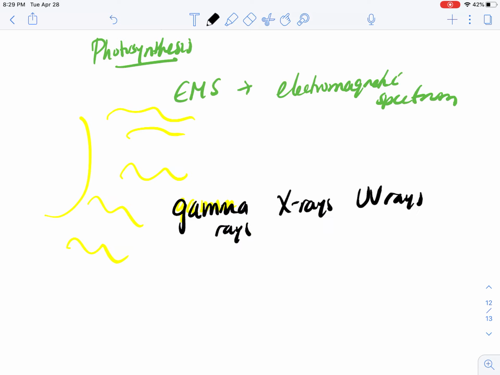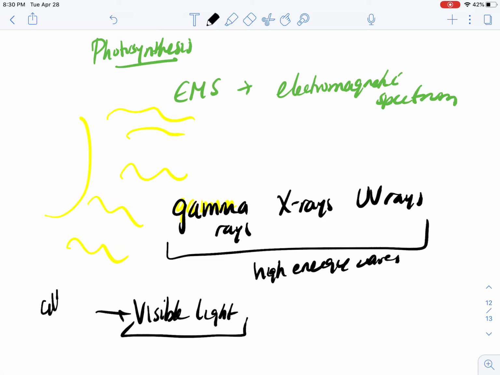But the sun also emits visible light. This visible light allows us to see. You and I can see because the sun emits visible light. If there was no sunlight, then you and I wouldn't be able to see.